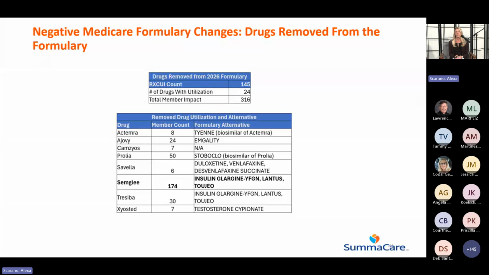There are a few drugs we're removing from the formulary as well, so I wanted to highlight those for you. A total of 24 actually have utilization for our population. So Actemra will be converted to the biosimilar Tyenne. Ajovy, we're now preferring Emgality. For Prolia, moving to the biosimilar Stoboclo. And for Semglee and Tresiba, the insulin glargine-yfgn, which is the generic of Semglee, Lantus and Toujeo will be preferred agents for the formulary.